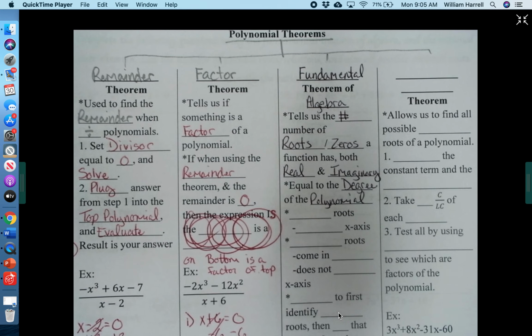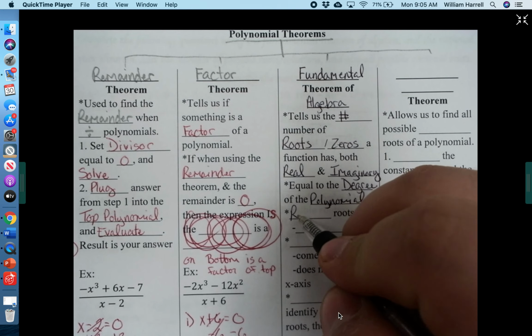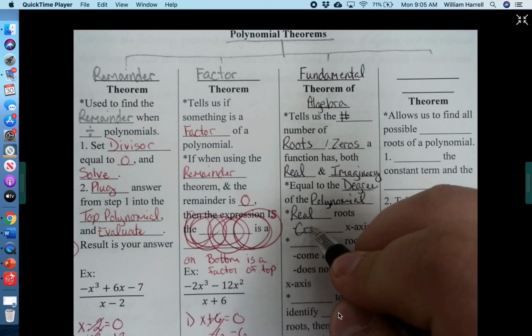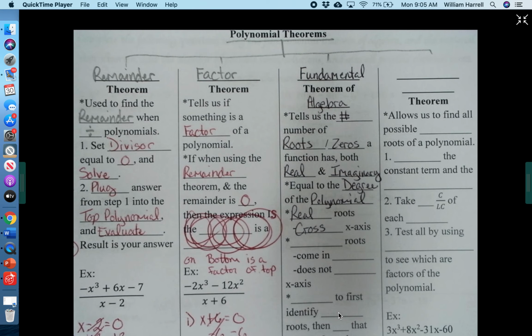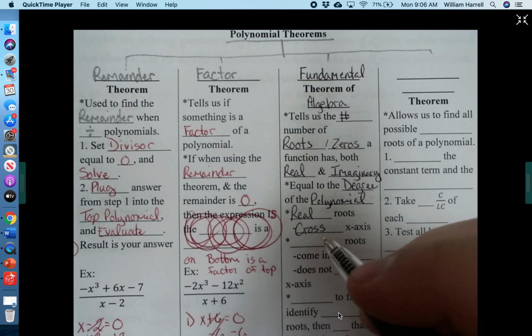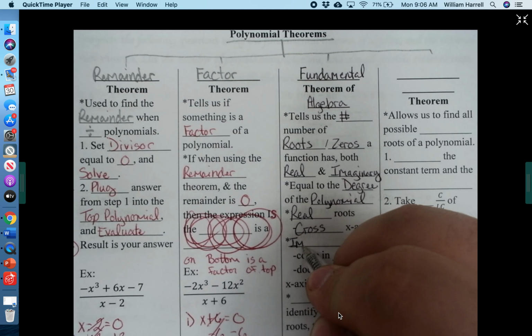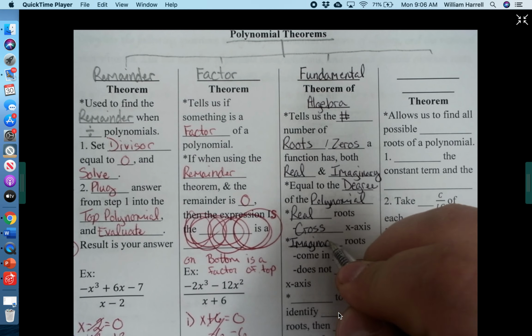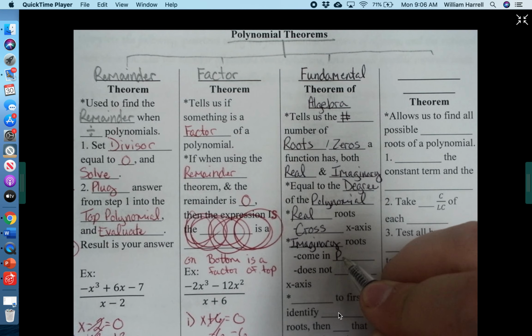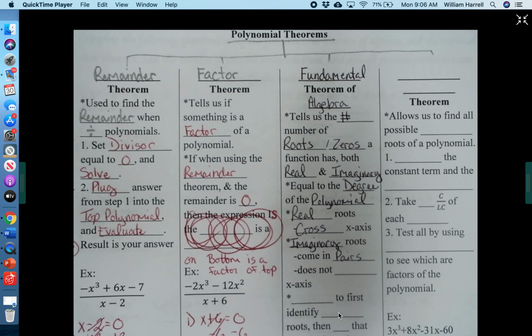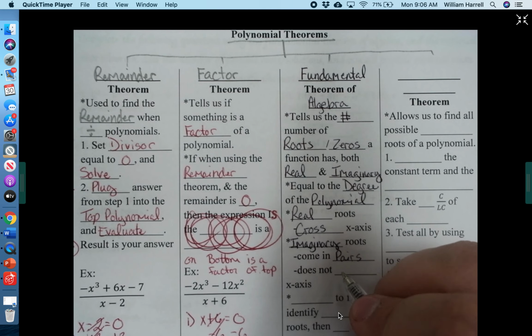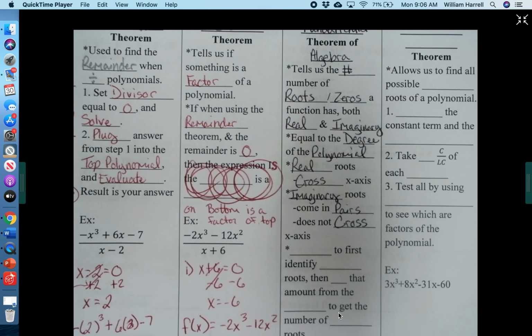Okay, and then really quick review, you have your real roots. They cross, touch, intersect, whatever of those three words makes sense, fill in the blank there. Your imaginary roots are always going to come in pairs. And just like imaginary friends, imaginary roots do not cross. You can't see where it crosses the x-axis. You have to use your imagination. Okay.